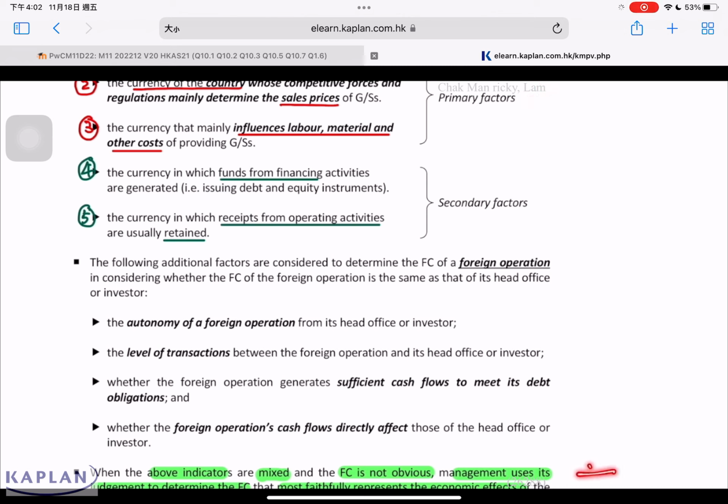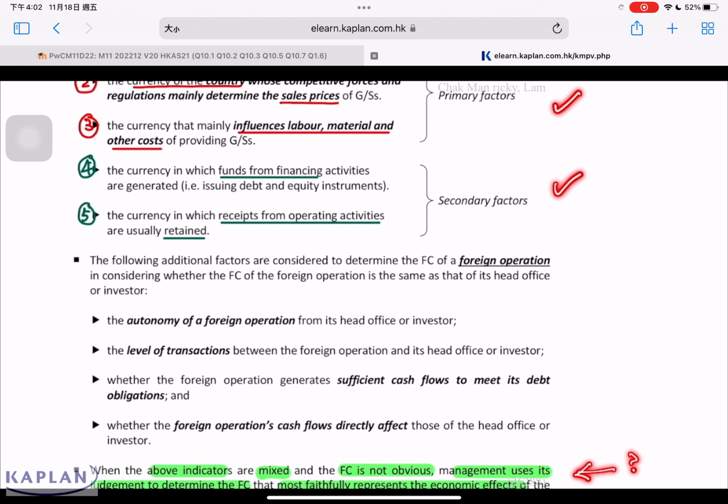Normally in the exam, you will not come to this stage. Normally in the exam, when you consider this, you should be able to know what the answer is. Now next we have to consider this additional item called foreign operation. The additional factors are considered to determine what the functional currency of a foreign operation is.